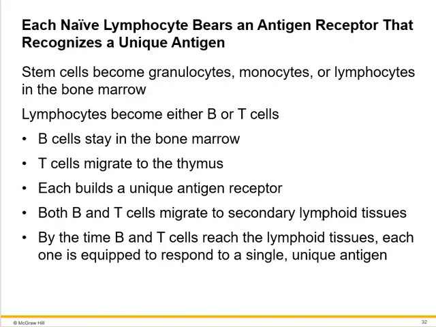So they migrate to secondary lymphoid tissues, like I said, the cortex and the medulla of the lymph node or the spleen. So by the time the B cells and T cells reach the lymphoid tissue, each one is equipped to respond to a single unique antigen. So they're immunocompetent, they are naive, and they're able to do the job. They have competency, but they have never done it. They're naive.